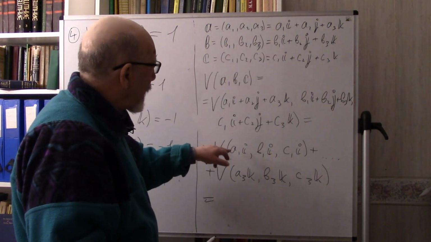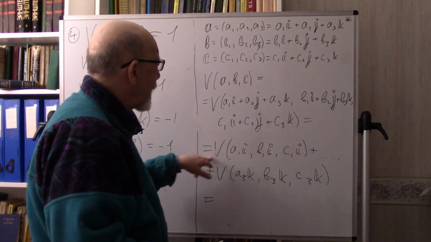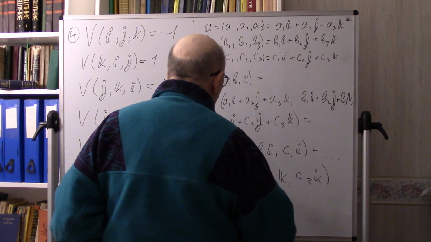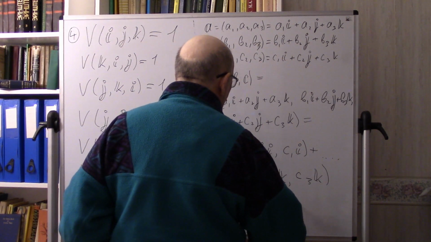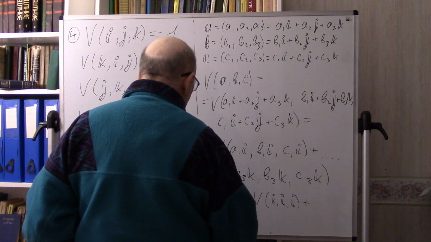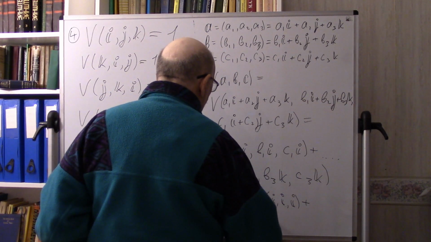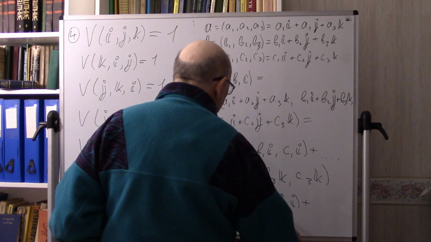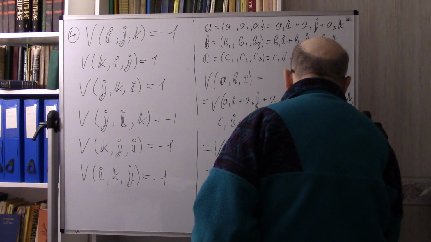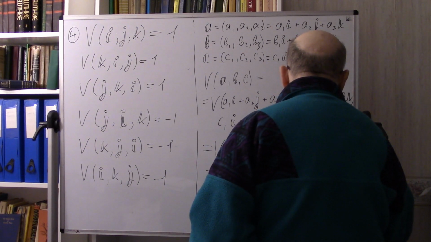Now, using the linearity, if you multiply the first vector by A1, A1 can be put here, and the same with the second, and the same with the third. It is A1, B1, C1, V of I, I, I, plus, no, the second is A1, B1, C2, V of I, I, J, plus and so on, all other terms. The last will be A3, B3, C3 times V of K, K, K.